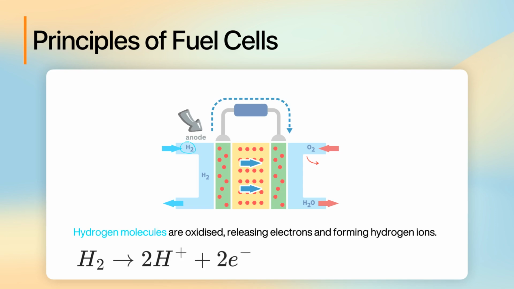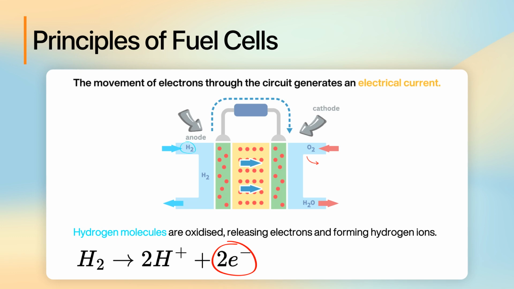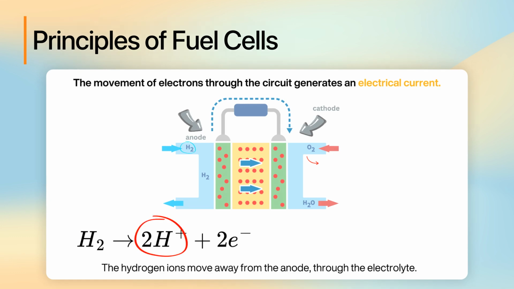Here is the equation that shows this. These released electrons flow from the anode through the wire of an external circuit to the cathode. This movement of electrons through the circuit generates an electrical current, which can be harnessed to power devices. The hydrogen ions also move away from the anode to the cathode, but they move directly through the electrolyte.